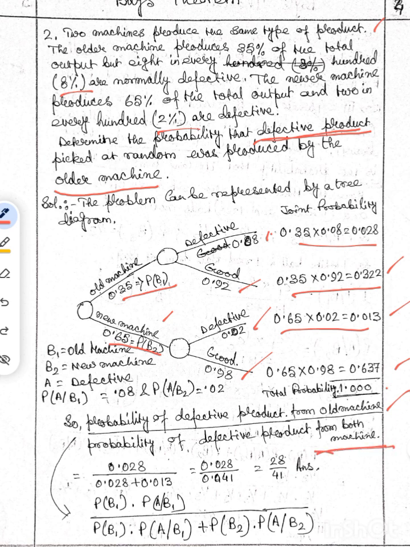So we have to take only two probabilities. What is the probability of defective? That is the total outcome 0.28 and 0.13. These two only are taken, and our favorable case is that it is coming from the old machine. So the result comes to 28/41. Okay, I think it is clear to you.